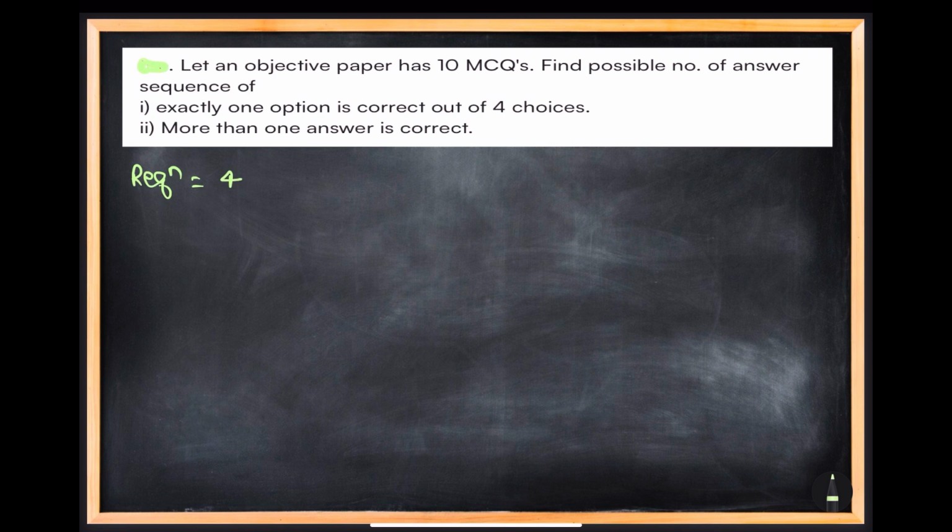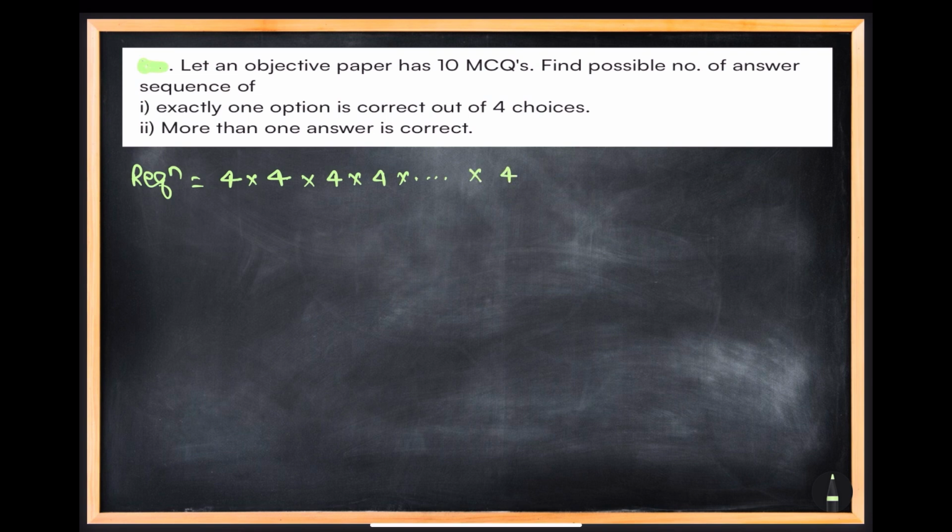Correct? Now is your task completed? No, because you have to answer all 10 questions. So your task is not completed, so you have to multiply. Now focus on question number 2. Question number 2 has how many choices? Again 4. Task completed? No. So 4, 4, 4, 4, keep on going.